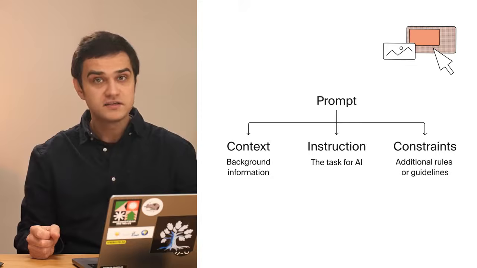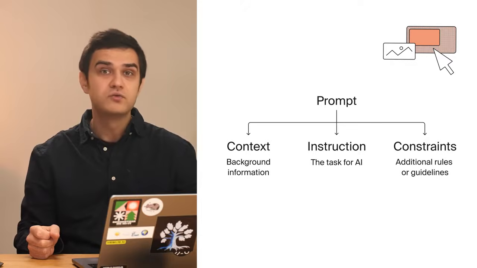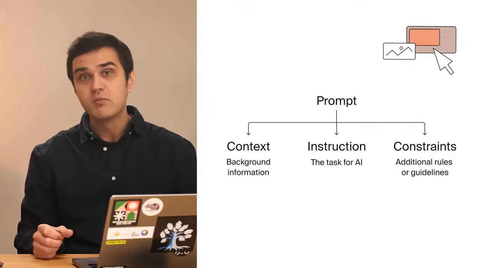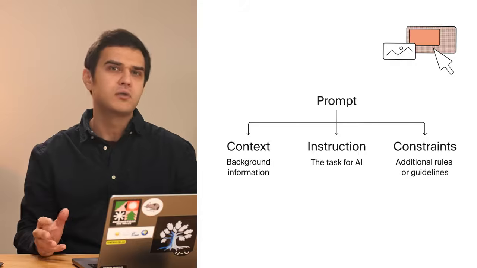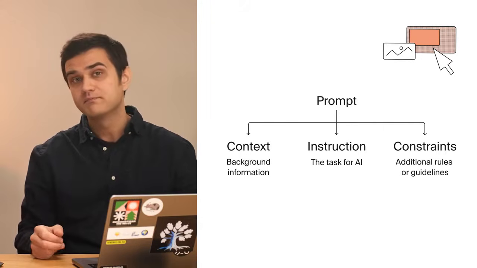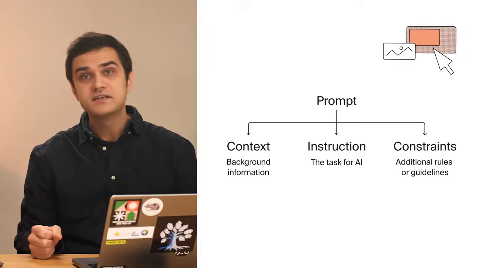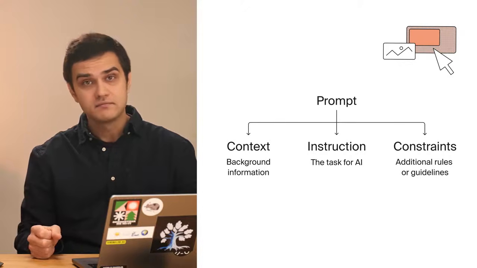Finally, constraints. These are additional rules or guidelines that shape the AI's response. For example, you might ask the AI to limit its output length or use JSON as the output format. Now, let's see different prompts in action.